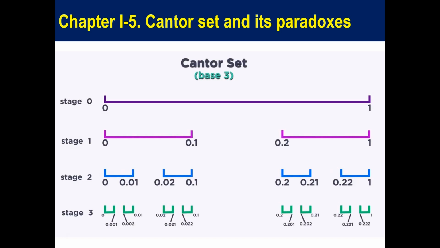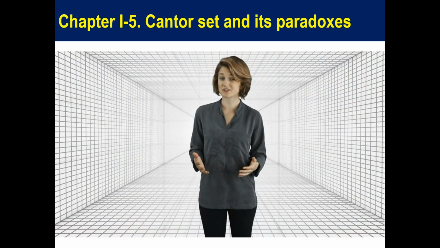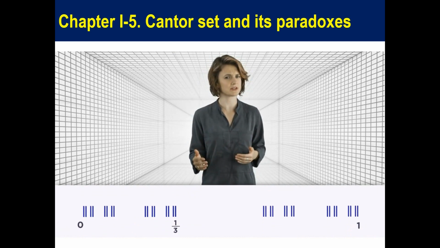So, what remains after infinitely many stages, the Cantor set, is exactly all the points whose base 3 expansion contains no 1s. Not only is the Cantor set not empty, it contains tons and tons of points, and they're easy to write down in base 3. Notice that the Cantor set is a fractal, or self-similar, in the sense that you can zoom in on it, and it will look exactly like the whole set.